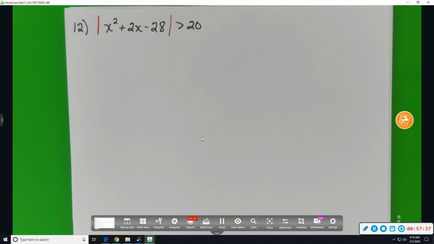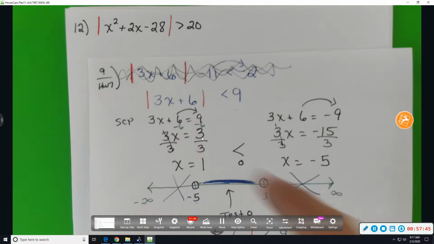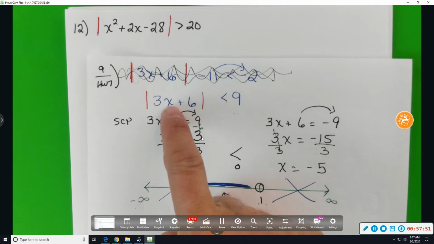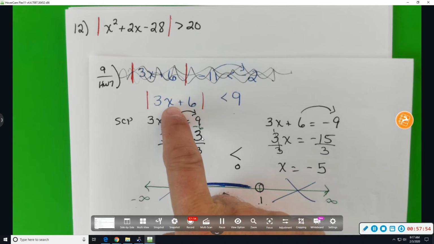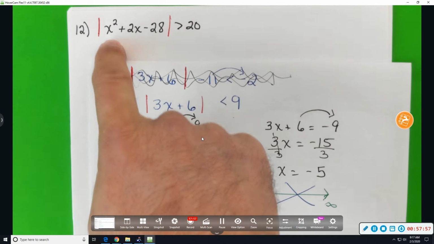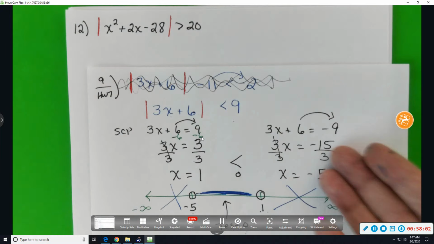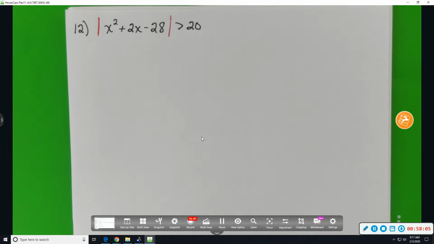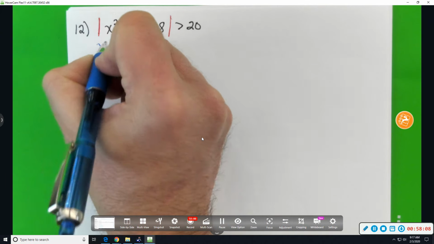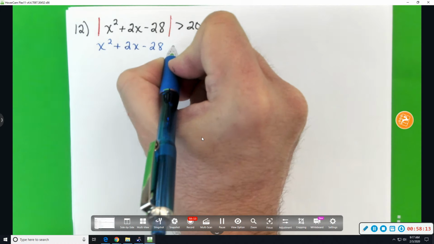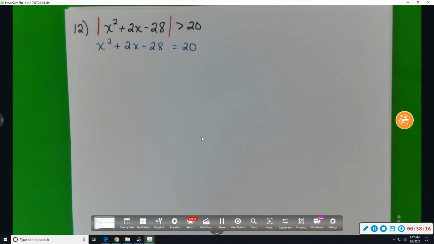Now, the absolute value bar is isolated already? Yes. How does this problem differ from the ones we've just done? Like here, linear or quadratic? This is linear. There's no x squared in it. So how does this problem differ? There's that x squared in it. This is quadratic. You still started off the same way. Equal positive, equal negative. So x squared plus 2x minus 28 equals positive 20.